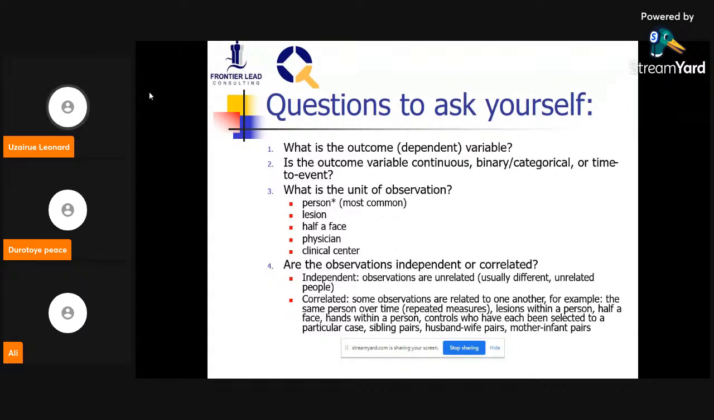Or you are talking about those from south, southeast, southwest, north central, northwest, and northeast, as the case may be. So those are independent. But when you are talking about things that are related, then you are talking about a correlated observation.